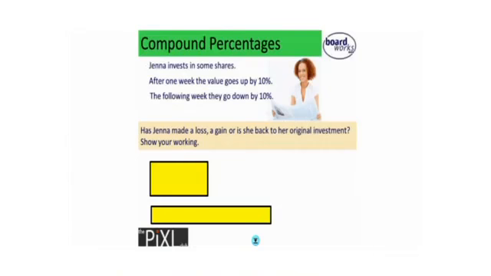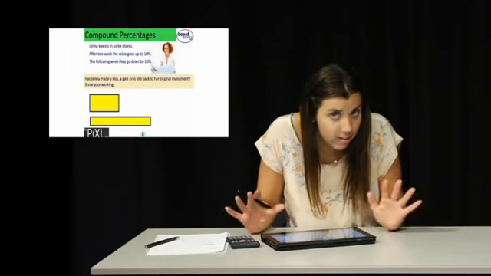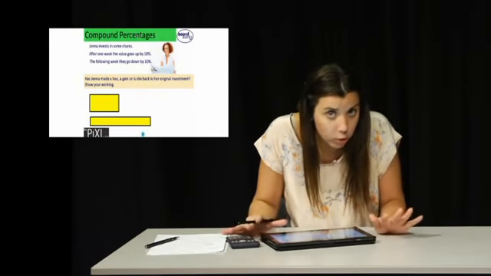In this example, Jenna invests some shares. After 1 week, the value goes up by 10%, and the following week it goes down by 10%. So has she made a loss, a gain, or is she back to the same as at the beginning? Show your working out, think about multipliers. 2 minutes, off you go.